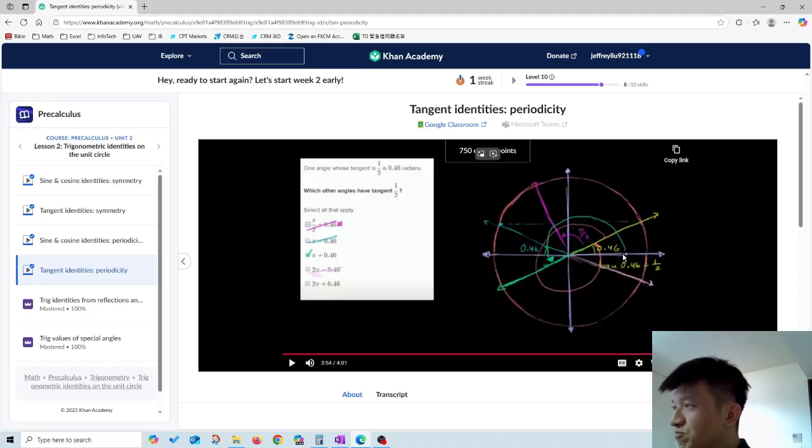2 pi is this. You draw 2 pi, go over here, and then minus theta is right here. So you have a minus theta. Is that the same in terms of tangent? No, because this one is positive and this one is negative, right? Because you have a negative sign. So that one does not apply. And how about the last one? 2 pi travels 2 times, and then theta, right? So you have the same thing. So the last one applies as well.